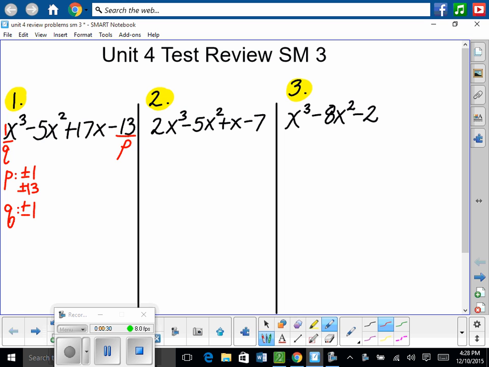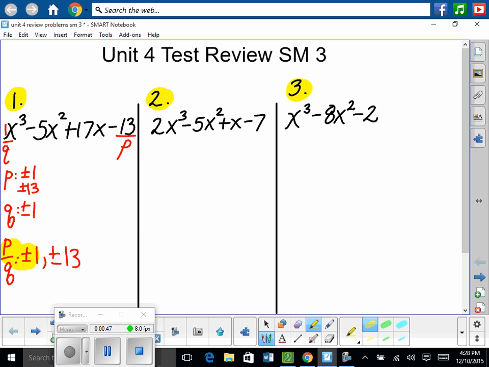Now, we have to list all possible P divided by Q's, so plus or minus 1 divided by 1 is 1, and plus or minus 13 divided by 1 is 13. So these are the only possible rational zeros. We've listed out all the possibilities. Now you'll take your calculator and find any actual rational zeros. I'm not going to spend time doing that. You should know how to do it by now.